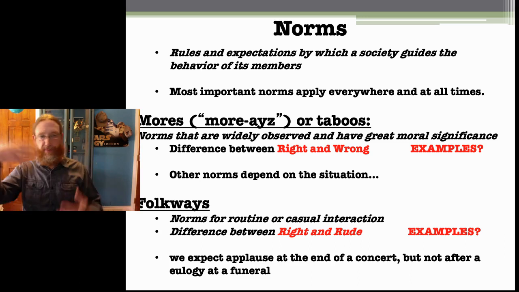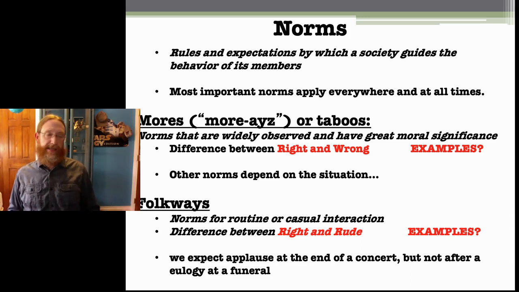I like that we break up norms as sociologists into a couple of different ways to understand them, kind of like latent and manifest functions. That way we know why those are different: mores and folkways. So mores, or taboos, are norms that are observed and have great moral significance.